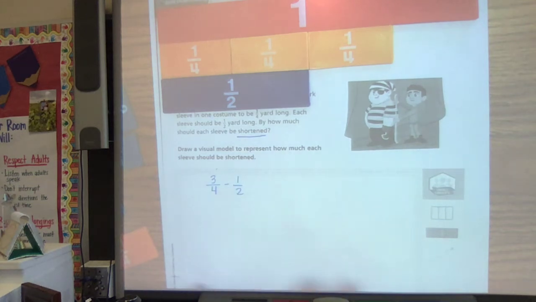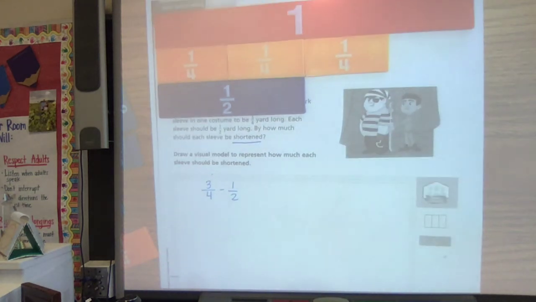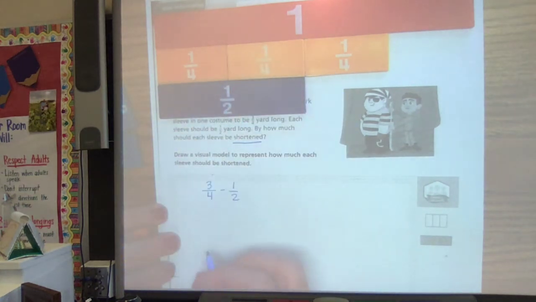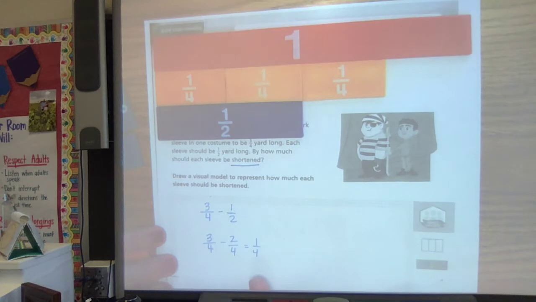So I'm going to write our problem down here, 3/4 minus a 1/2. And what we just said was we know that 1/2 is equivalent to 2/4. So you could simply write 3/4 minus 2/4. Now that they're both fourths, we know 3/4 minus 2/4 is 1/4. But maybe you were thinking of a different value. You could also have been thinking of 8ths.